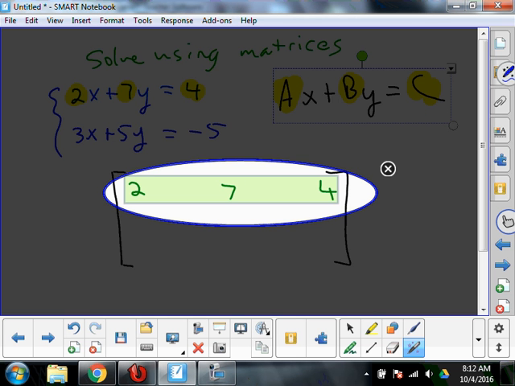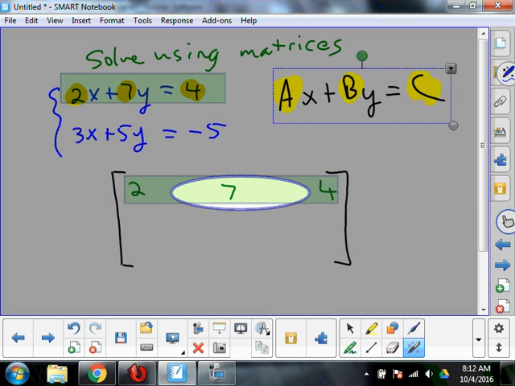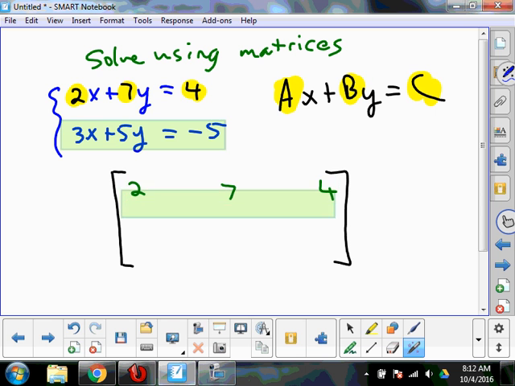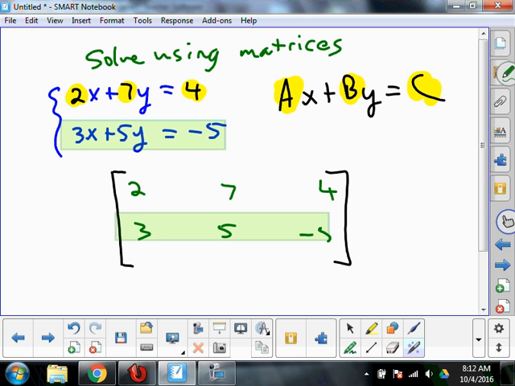Okay. All right. So then let's go ahead and do the same thing with this second equation. What's our second row of the matrix going to look like? 3, 5, and negative 5. Okay. How's everybody feeling so far?